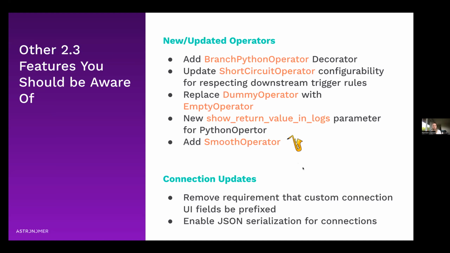There's also a couple of notable connection updates that just help continue to make the connection experience better within Airflow. We have removed the requirement that custom connection UI fields be prefixed. If you've ever tried to create a custom connection and then generate the URI for that with those prefixes, it's really annoying and just long and super messy. So this helps clean that up a lot. There's also a new feature to enable JSON serialization for connections. This means you can define your connections in JSON now, another option as opposed to submitting via the URI or something like that. So another convenience there.